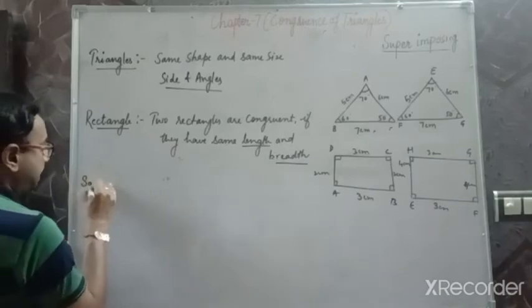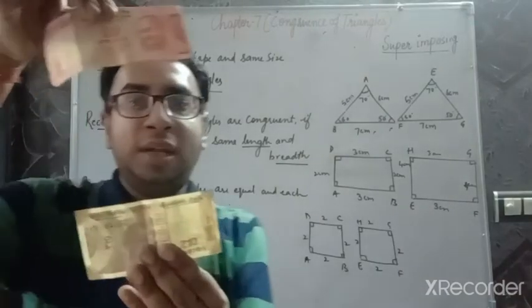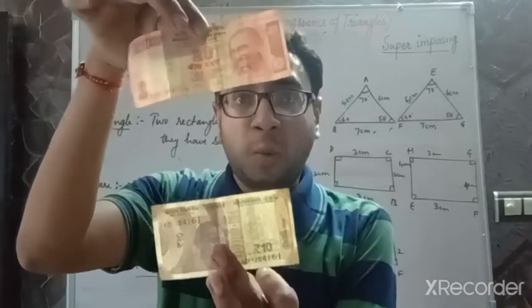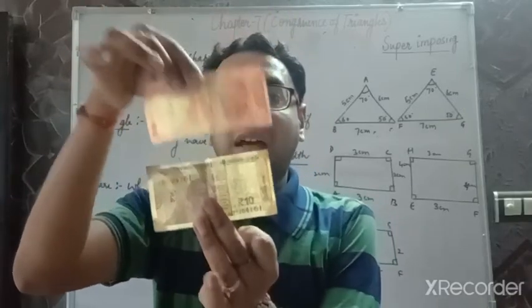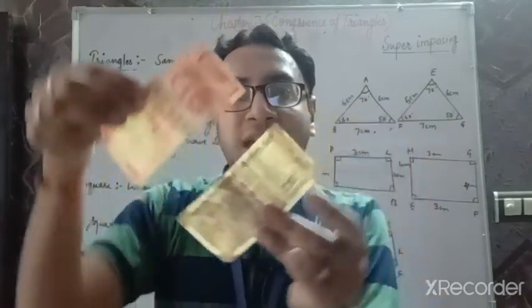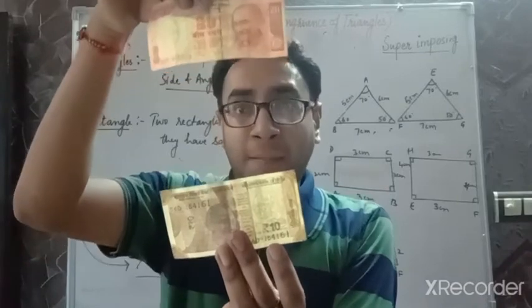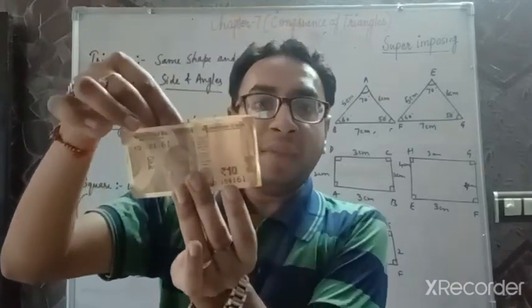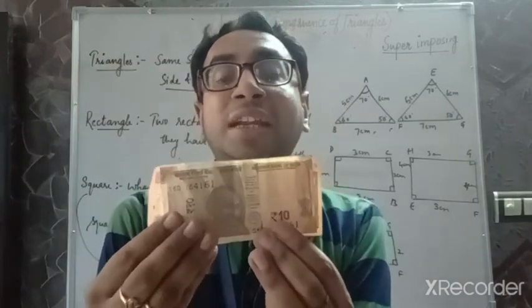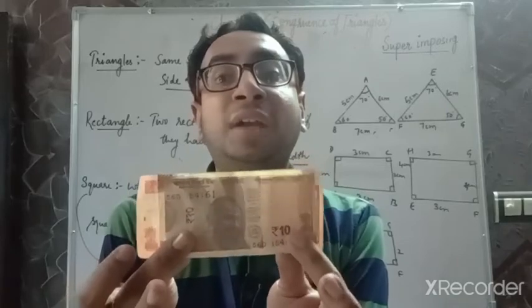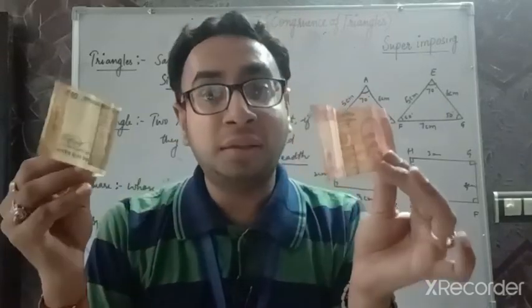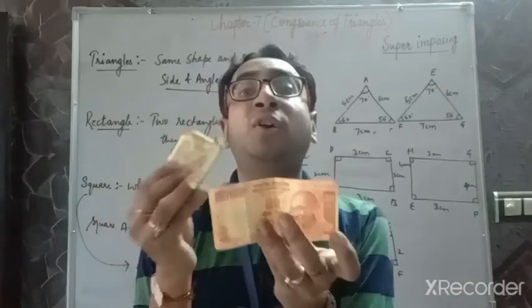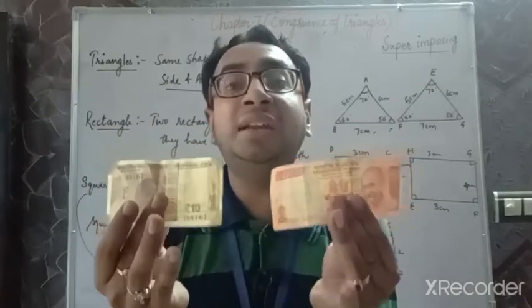Now let's consider these two notes. One is of 20 rupees, one is of 10 rupees. Are they congruent to each other? No. They are rectangular in shape, yes or no? But 20 rupees note length is bigger and breadth almost same. Only the length is the difference, you can see clearly. The 10 rupees note is not able to cover the 20 rupees note. Hence they are not congruent to each other. Are we clear? This is the best example of rectangles. Clear?